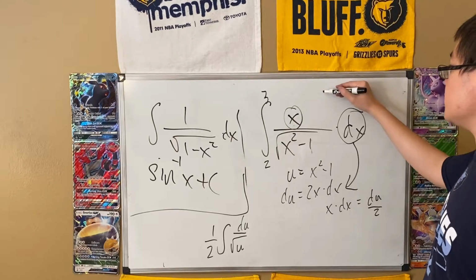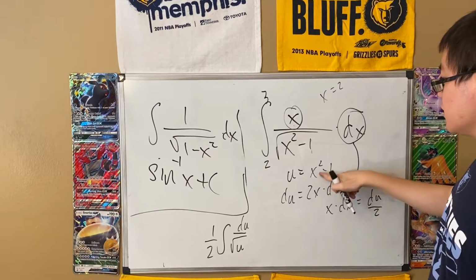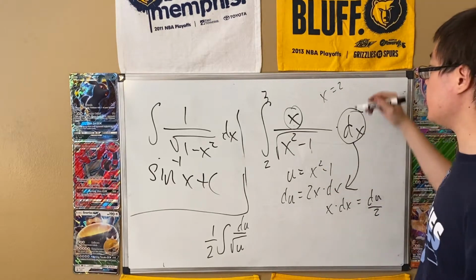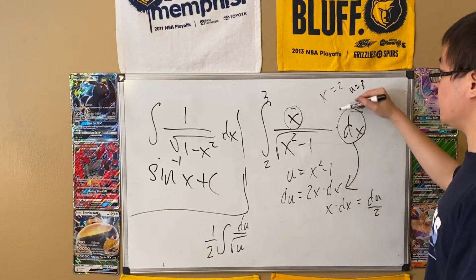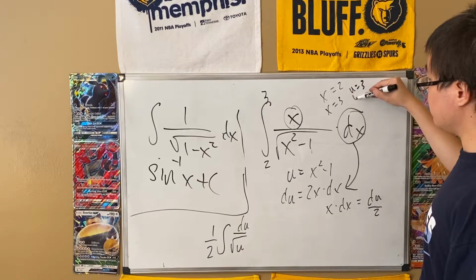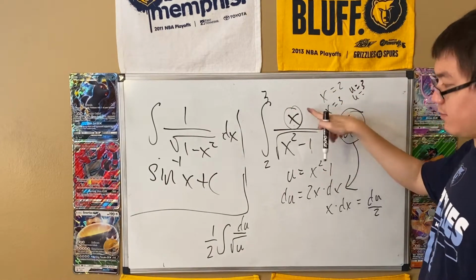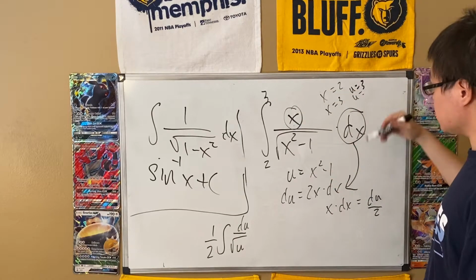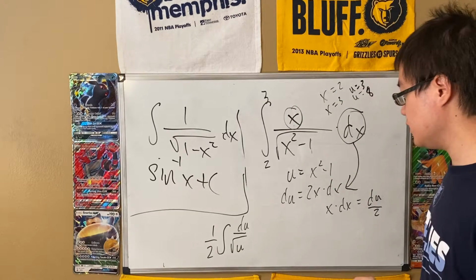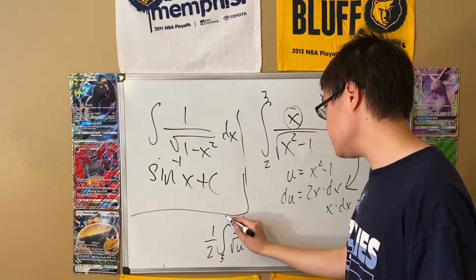Finally, we have to change the numbers. When x is equal to 2, we get 4 minus 1, so u is going to be 3. Trying to make these square roots, but I wasn't strong enough. When x is equal to 3, u is equal to, we plug in 3. Just keep in mind, you don't plug it into this thing. You only plug it into this thing. So it's going to be 9 minus 1, which is 8. So those are our new numbers.